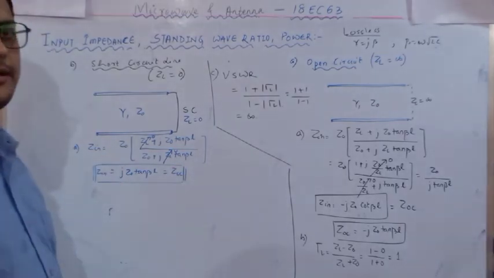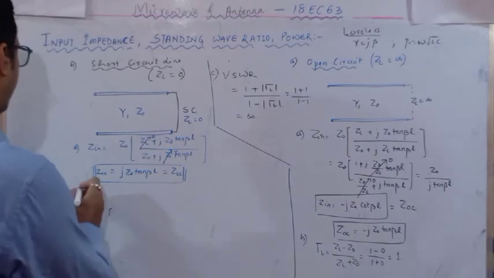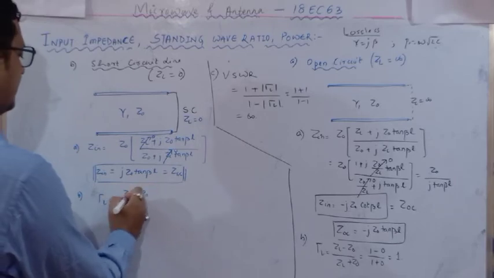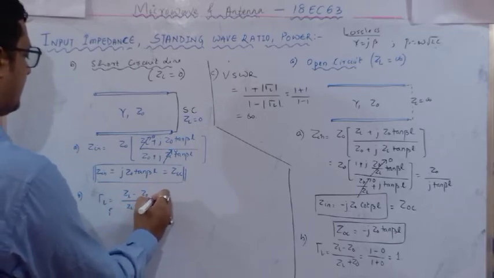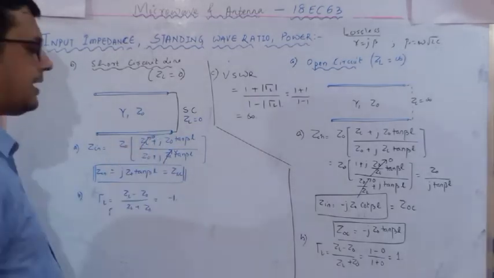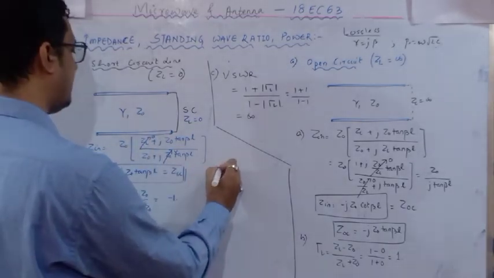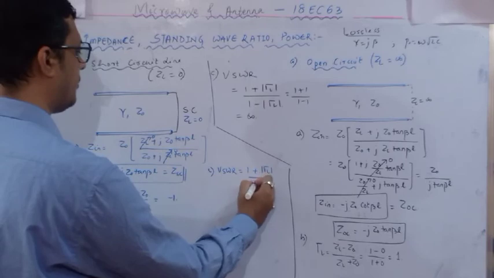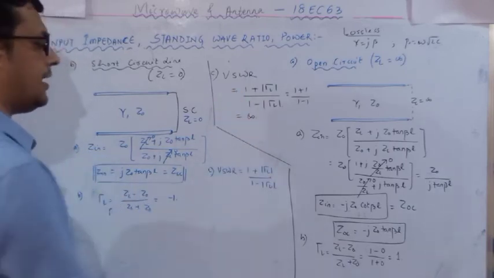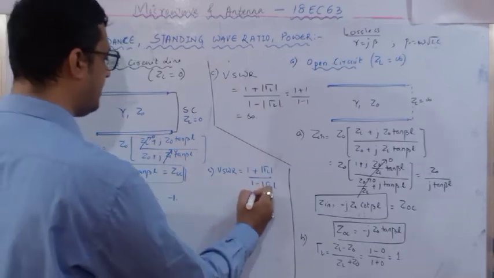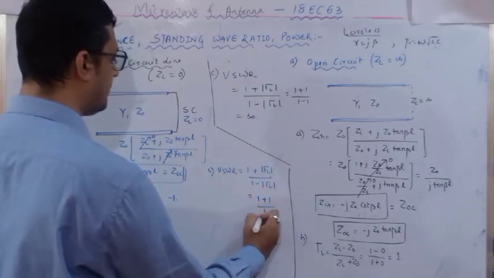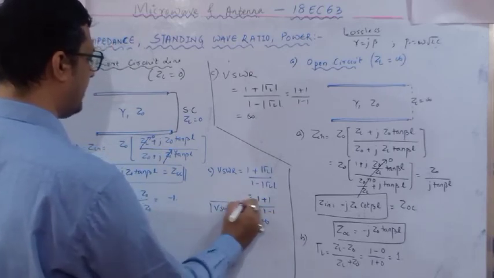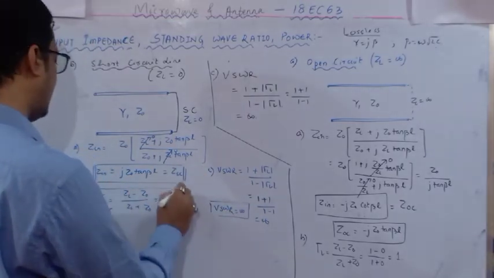ZSC means input impedance for short circuited line. So this is my input impedance. Similarly, reflection coefficient I can write (ZL minus Z0)/(ZL plus Z0). So ZL is 0 means minus 1 I will get. And what is my VSWR? Again the same relation, (1 plus magnitude of reflection coefficient at load)/(1 minus magnitude of reflection coefficient at load). So it is minus 1, mod of that is 1, so 1 minus 1, again it is infinite. So VSWR again becomes infinite. Reflection coefficient is minus 1.